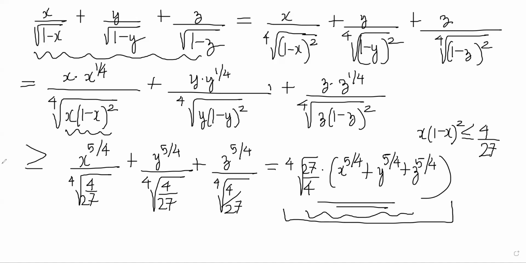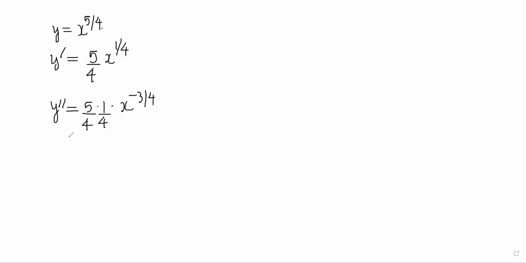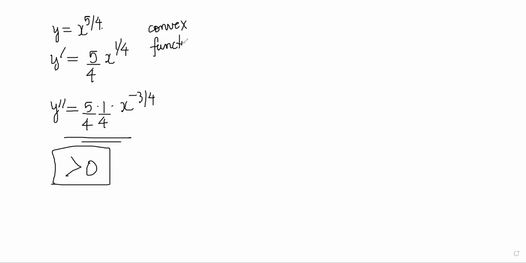y is equal to x to the power 5 by 4. You can take the derivative: y dash is 5 by 4 x to the power 1 by 4, and y double dash is 5 by 4 into 1 by 4 into x to the power minus 3 by 4, and this is greater than 0 for positive x, y, z, right? So this is a convex function.